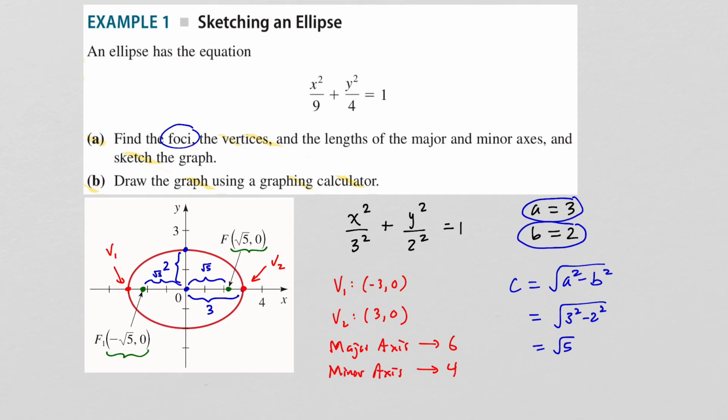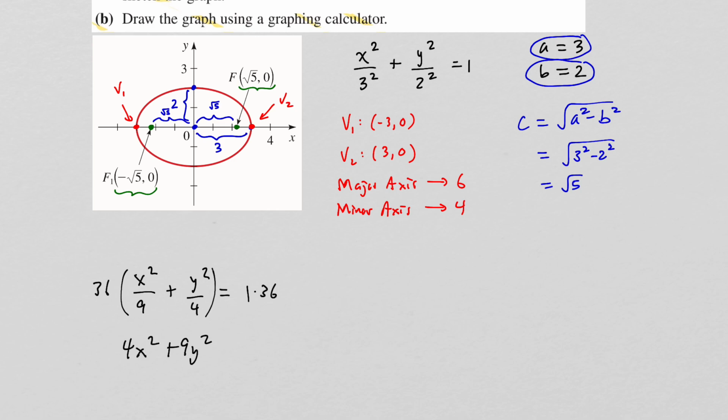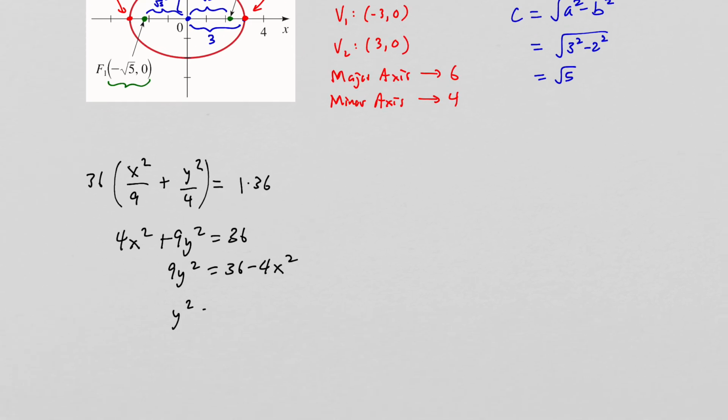Now, we already have the graph, but if you were to do this on a graphing calculator, keep in mind that you have to solve for y. So we have x squared over 9 plus y squared over 4 is equal to 1. Now, to solve for y, there's a couple of different ways to do it. I actually like to multiply both sides by 36 here. That's going to give us 4x squared plus 9y squared is equal to 36. Then we can subtract 4x squared from both sides to get this, and then divide by 9.